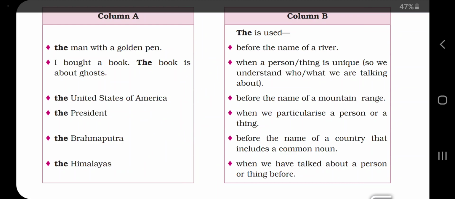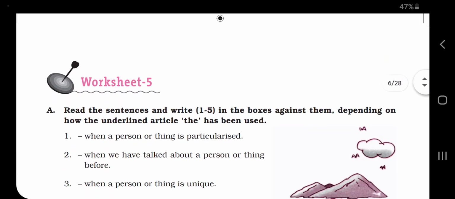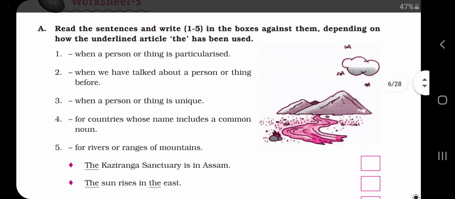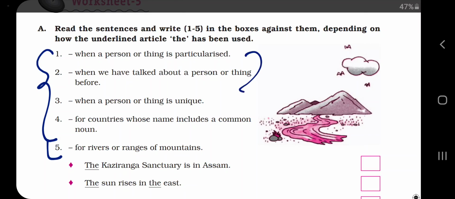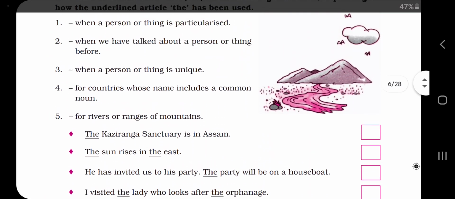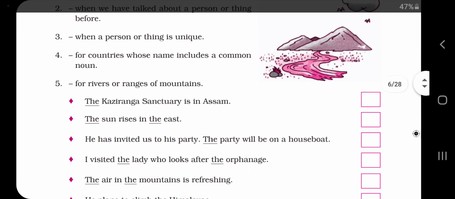Next worksheet is 5. What is there in worksheet 5? Now let's read this. Read the sentence and write 1 to 5. These are the points we have to keep in mind while doing the next part. In the box against them, depending on how the underlined article the has been used, we have to pick from this. Let's see. Will this be a little difficult?